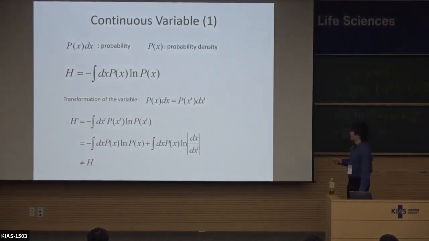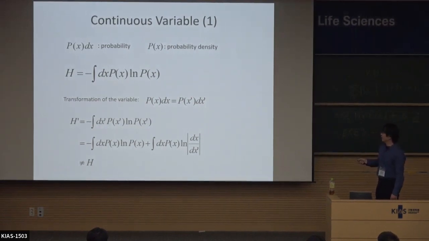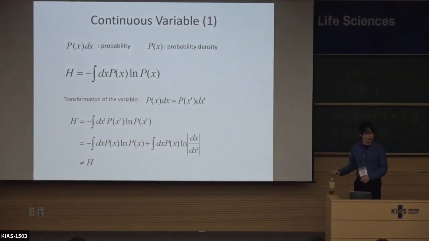I mean, in the continuous variable case, we can change the state variable from x to x prime, for example. And the only requirement is that p(x) dx equals p(x') dx'. So this is the only requirement for the state variable transformation. But under this transformation, the Shannon information is not invariant, and we have some additional Jacobian term here. The reason is that we dropped the dx term inside the logarithm to avoid the divergence. So that makes this quantity not invariant. So we need to care about this sometimes if you treat this continuous variable Shannon information.